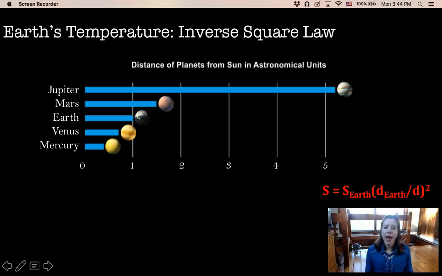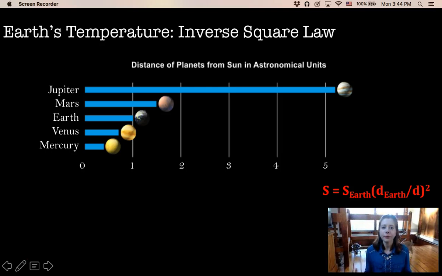So if you look at the blue bar next to Earth, that goes up to 1 on the x-axis. The y-axis gives the planets' names. If you look at Jupiter, it's over 5 astronomical units away. So it's at a greater distance from the sun than Earth is. If we look at Venus, it's at about 0.72 astronomical units away. So the bar is about 3/4 of the way to 1.